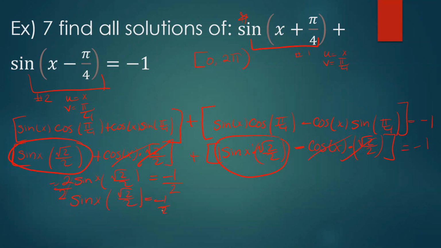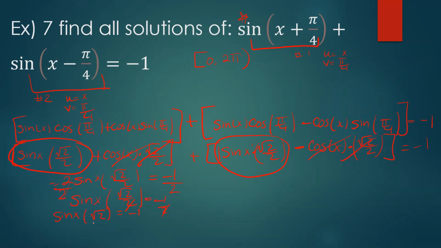And then what would you do next? Oh, I see that the 2 cancels. I didn't see that. Yeah, these 2 cancel right here. So you're left with sine of x times radical 2 equals -1.